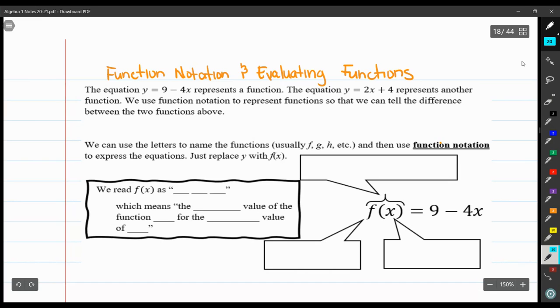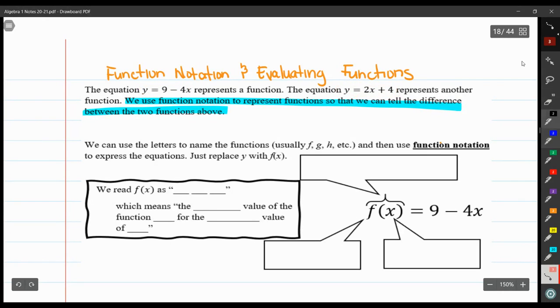We use function notation to represent these two functions so that we can tell the difference between the two of them. So for example, if I asked you, what is y when x is equal to 6? Well, these are both y's. So how do you know which one to substitute it into? You can't just take a guess. I want a specific answer, and these are going to give me two different values of y for the same x value. So we need a way so that I can clearly tell if you mean the 9 function or if you mean the 2 function.